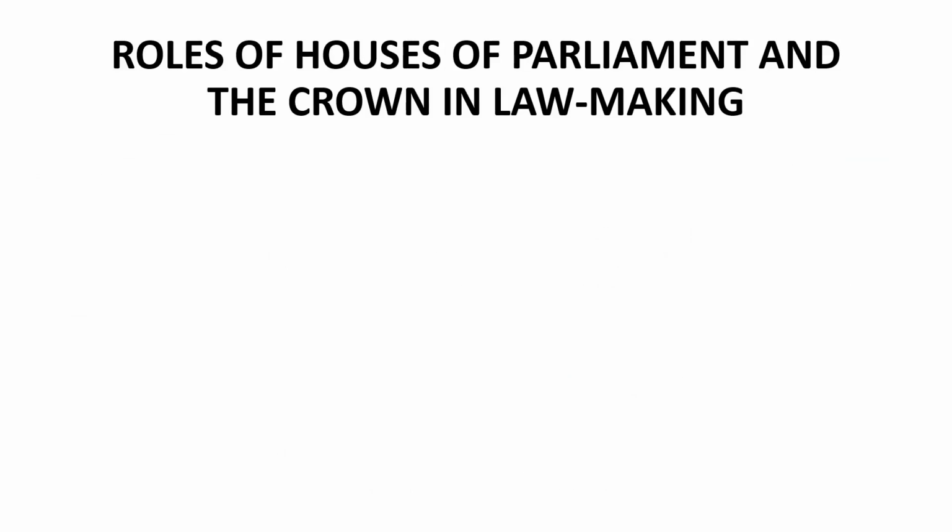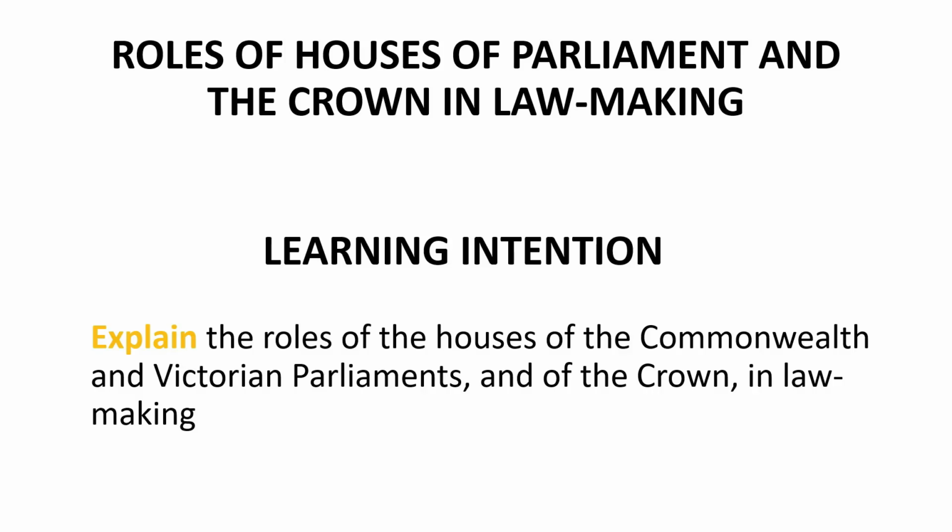We now come to the second part of this video, which is about the roles of the Houses of Parliament and the Crown in lawmaking. So your second learning intention is that you need to be able to explain the roles of the Houses of the Commonwealth and Victorian Parliaments and of the Crown in lawmaking. Make sure that you write this learning intention in your Cornell notes.